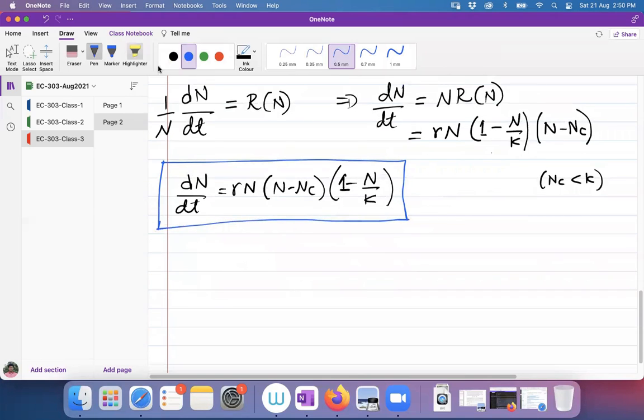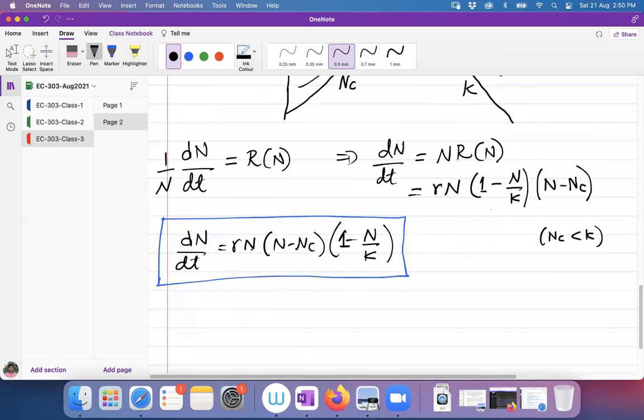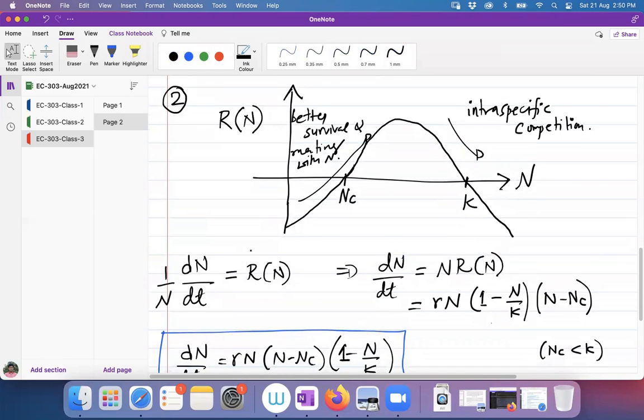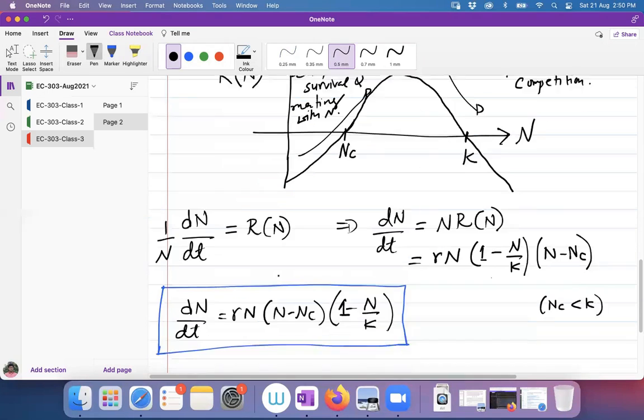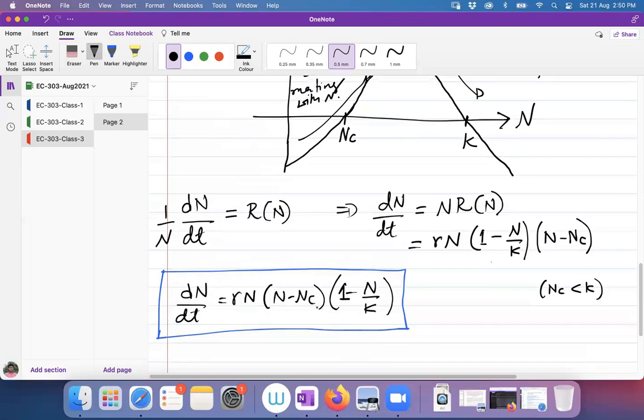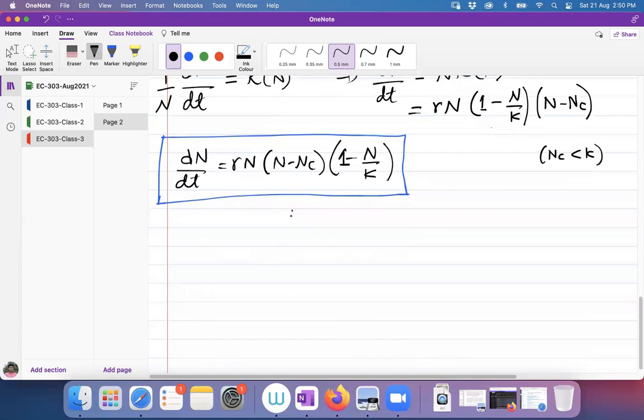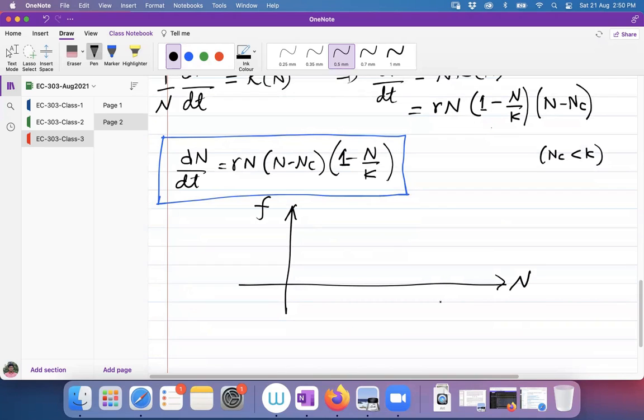You can also plot this. Remember the stability analysis we did in the previous course. The basic stability analysis we can do in two ways. We can solve for all the roots and then find the derivative, which is the mathematical way, but we can also do this graphically. So I can just plot f as a function of n. How will f look in this case?